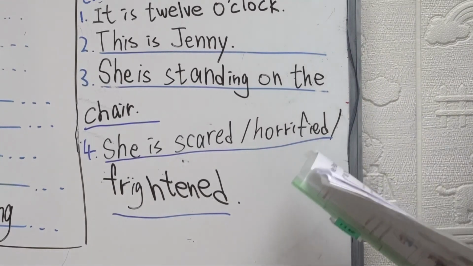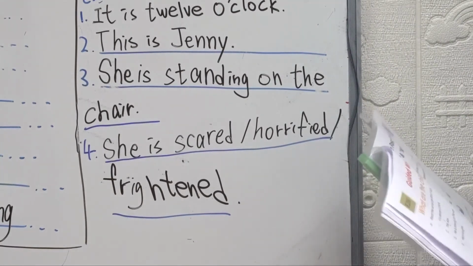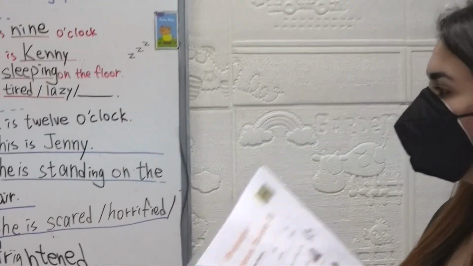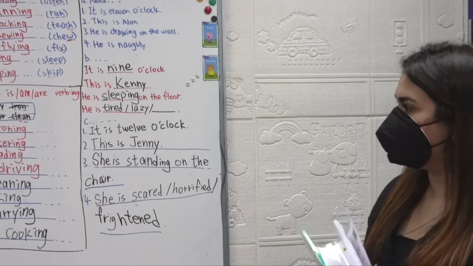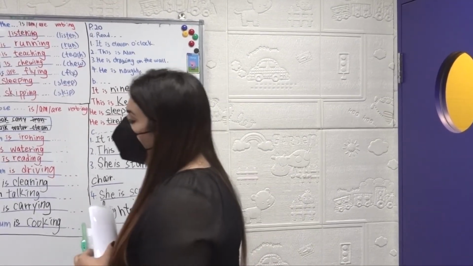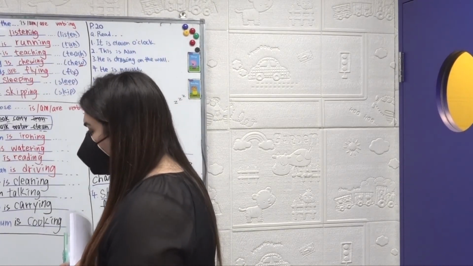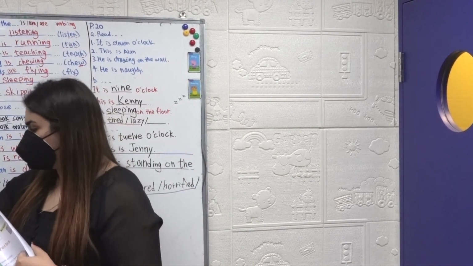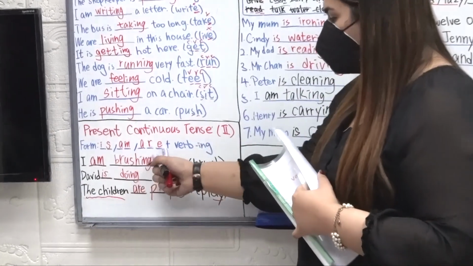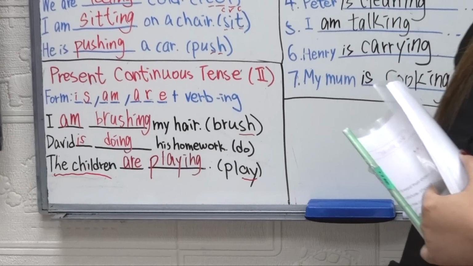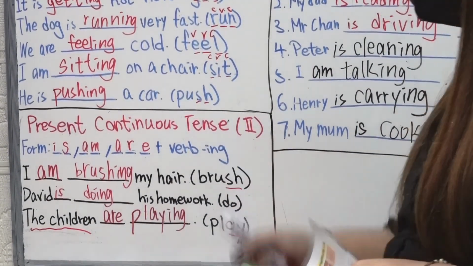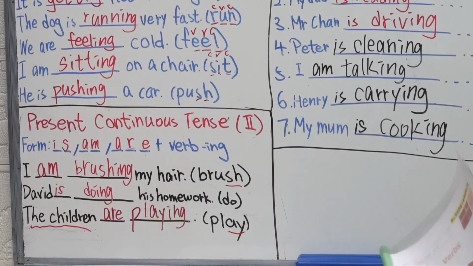Okay, so today what we have learned. We have learned about present continuous tense, right? How do we form present continuous tense? So remember, how do we form present continuous tenses? We form it with the subject first, and then we follow with is, am, are, and a present participle. Remember, present participle is a verb with ing.